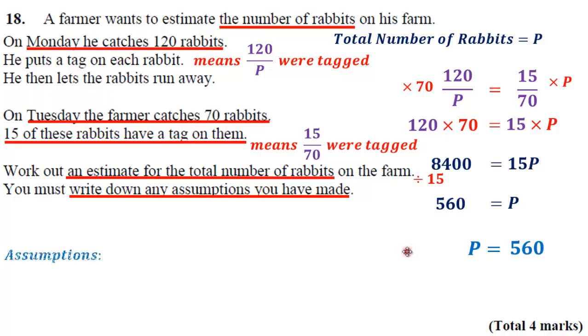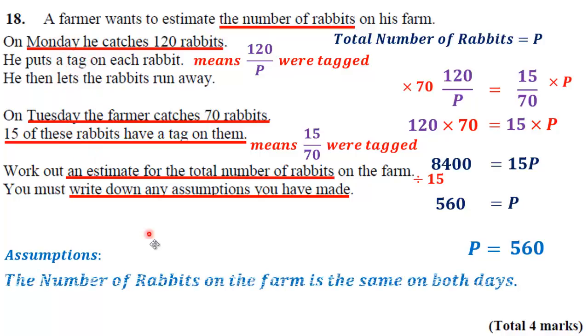There were 560 rabbits on the farm. Let's think about the assumptions that were made. I indicated one: we said that the fraction of rabbits that were tagged and the fraction of rabbits that were caught was exactly the same, because on Monday and Tuesday there were no changes. So none of the rabbits escaped. We didn't have any differences between the number of rabbits on Monday and Tuesday. So the number of rabbits on the farm is the same on both days. You could write that in different ways. No rabbits escaped. The number of rabbits are the same on both days.